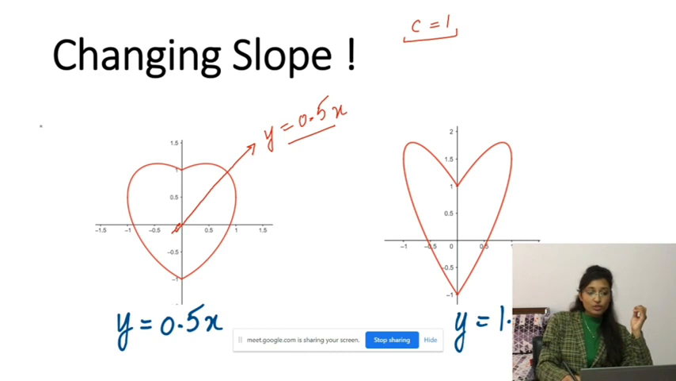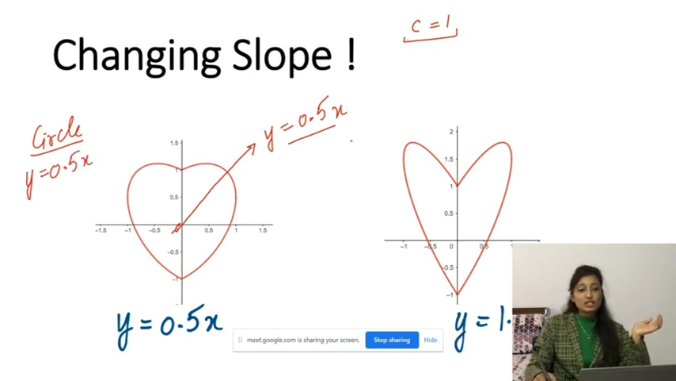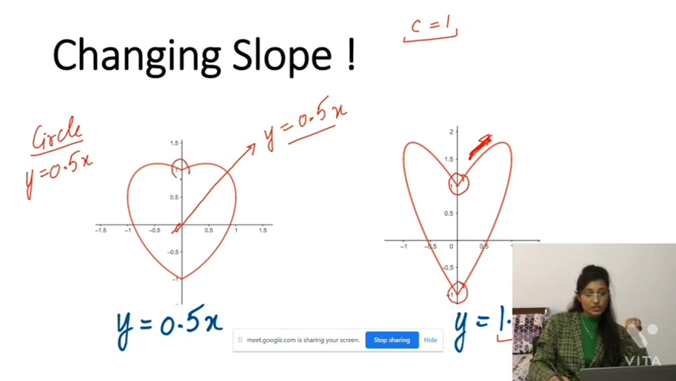In this also I have used only a quarter of a circle and the line y is equal to 0.5x. And on the other side, just changing the slope, that is the value of C, I have taken 1.5 here, and you can see that this part has grown upwards. You can see the difference in the top and bottom, in how the top of the heart has developed and how the bottom of the heart has developed.